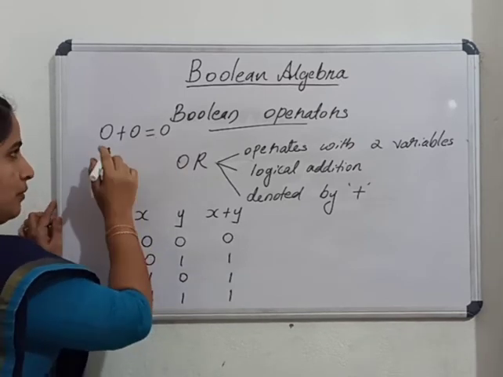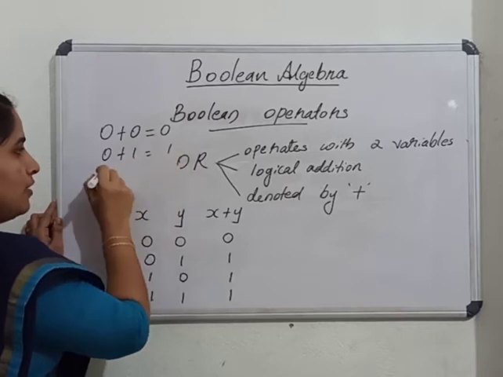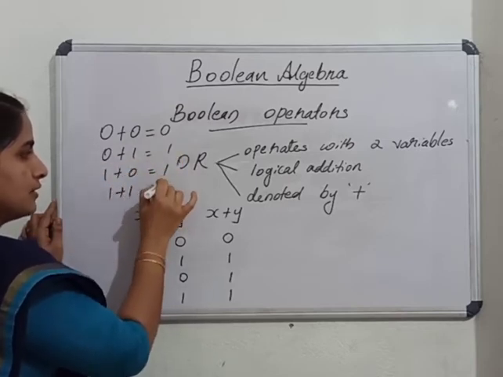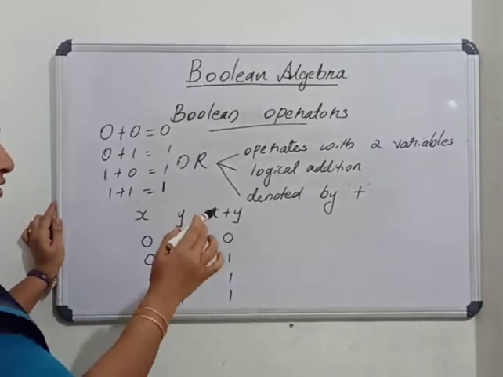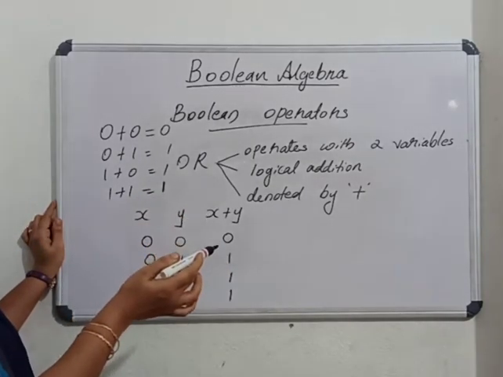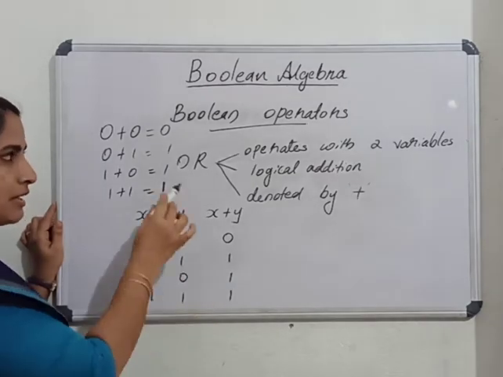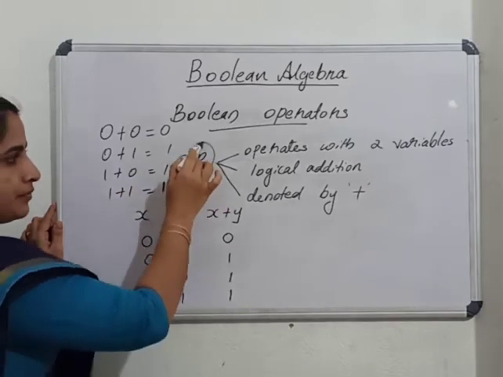0 or 0 is 0. 0 or 1 is 1. 1 or 0 is 1. And 1 or 1 is 1. It is not binary addition. It is logical addition only. So 1 or 1 is 1 only. I hope this is clear. So this is the OR gate.